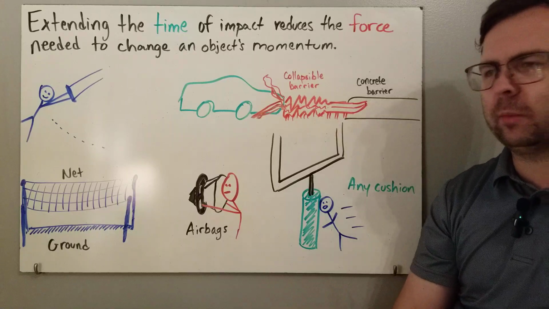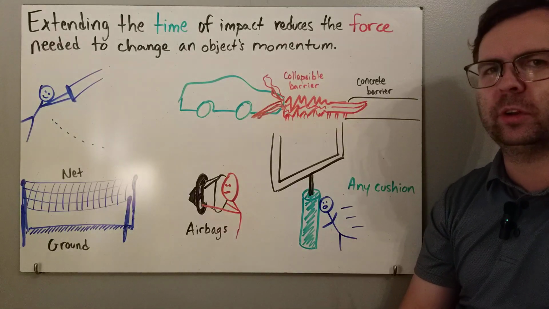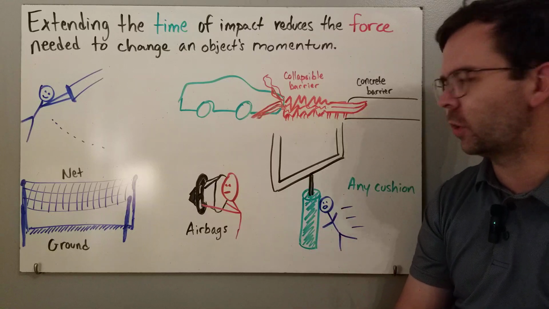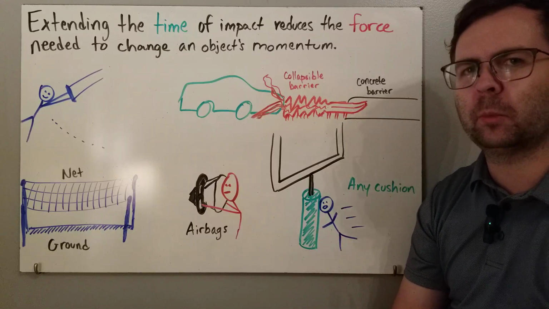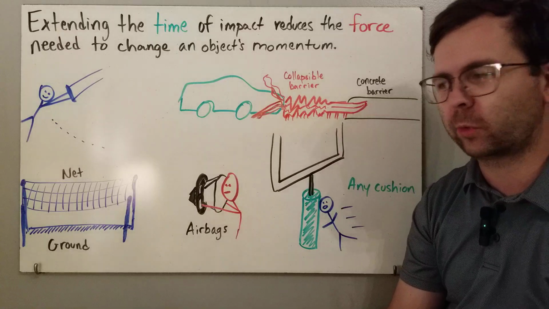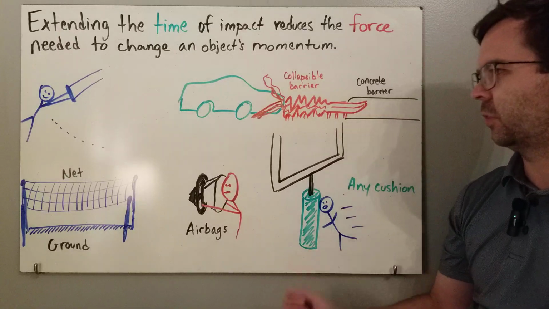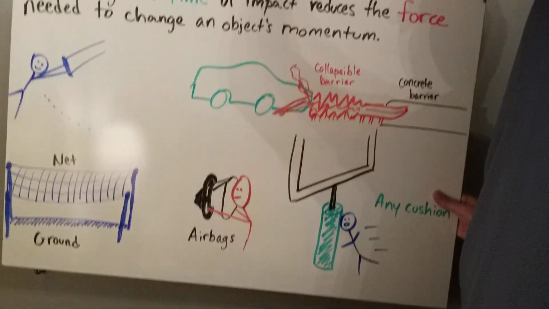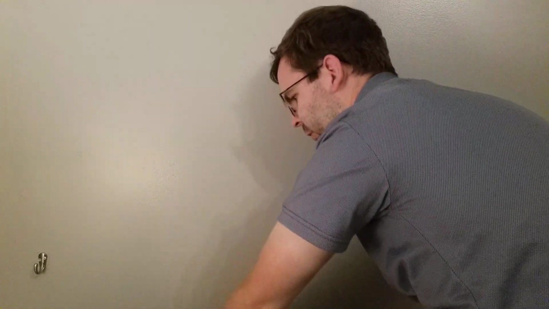And by the same logic, basically any kind of cushioned object, like a goalpost that has a foam cushion around it, slows you down more gradually, and so there's less force required. Doesn't hurt as bad to run into something that's cushioned. So anytime you can extend the time of impact, you can reduce the amount of force it takes to slow you down. So let's look at another example.